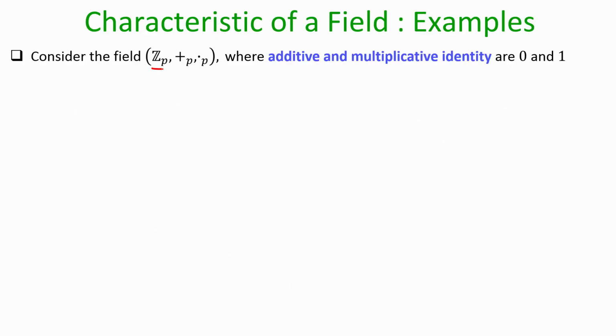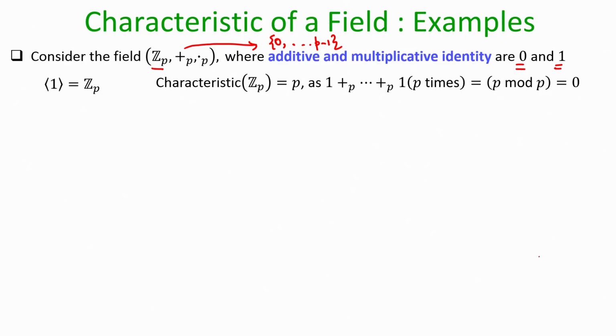Let us first take this example, namely the field consisting of the elements 0 to p minus 1, that is my set Z_p, and my plus operation is addition modulo p, and my multiplication operation is multiplication modulo p. Here the identity elements are indeed the numeric 0 and 1 respectively, the additive and multiplicative identity elements.